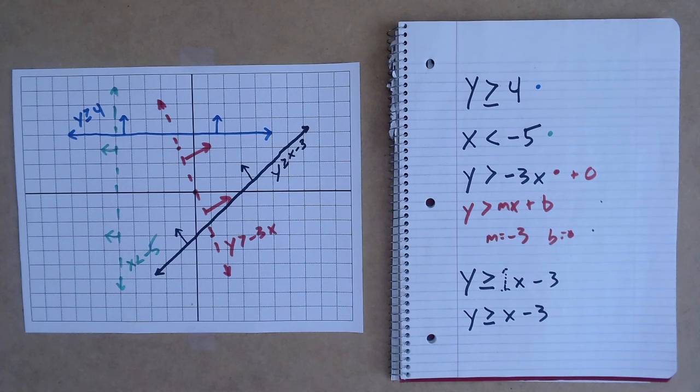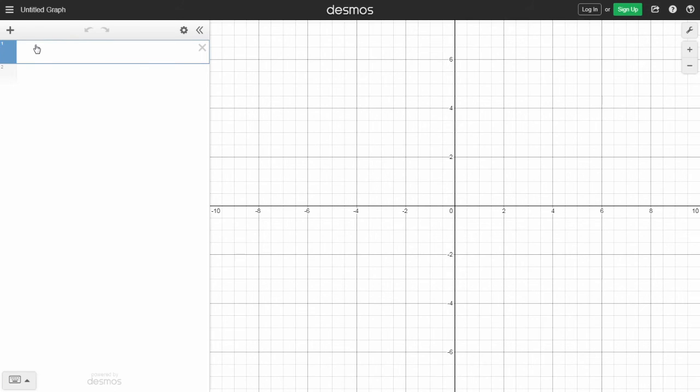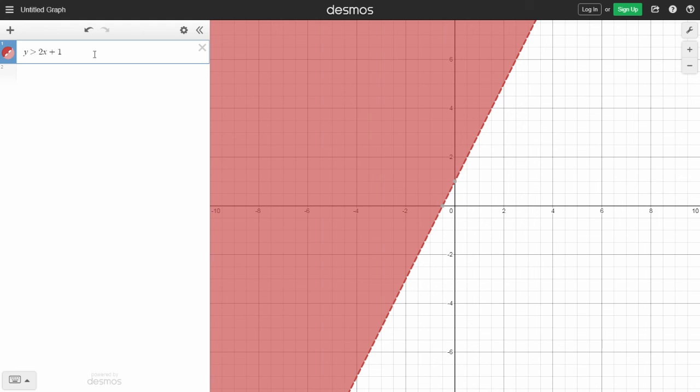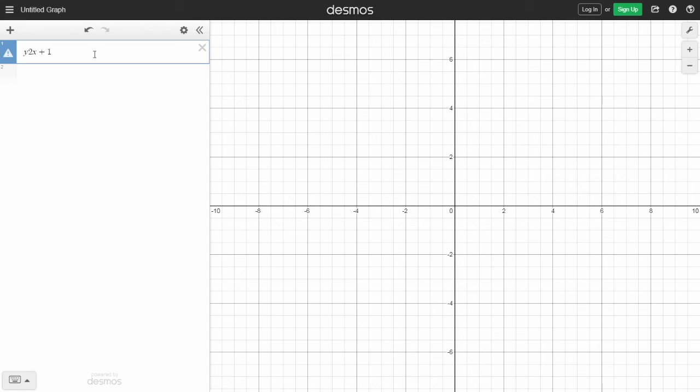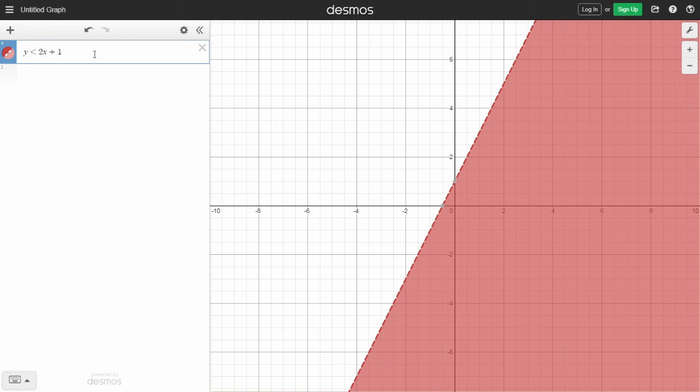Before we call it quits, let's jump over to the Desmos calculator and look at some quick graphs that we can do. Here we are at the Desmos online calculator in graphing. You can simply type in something like y equals 2x plus 1, and it gives you the graph. But just as easily, you could take this equal sign and make it a greater than. And you can see it gives us the dashed line and the half plane.